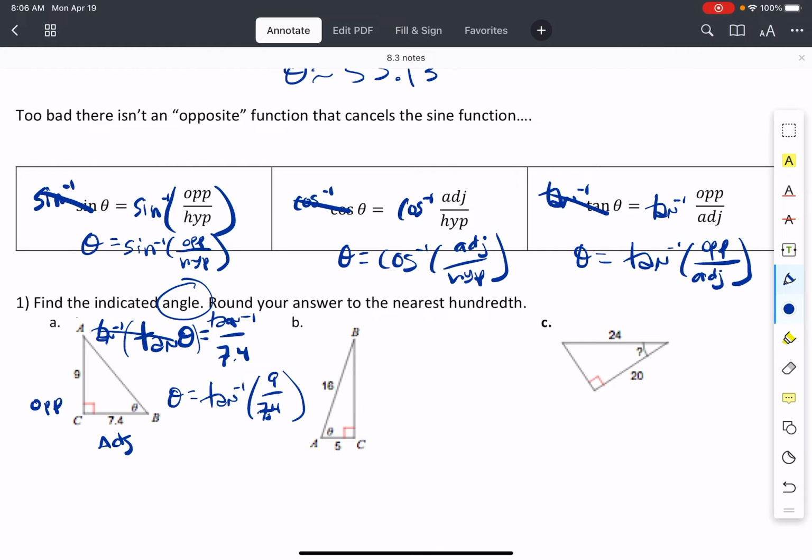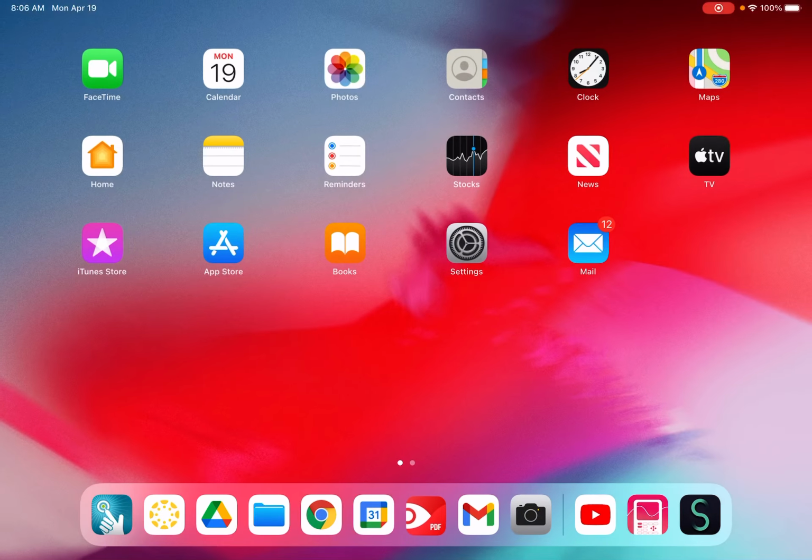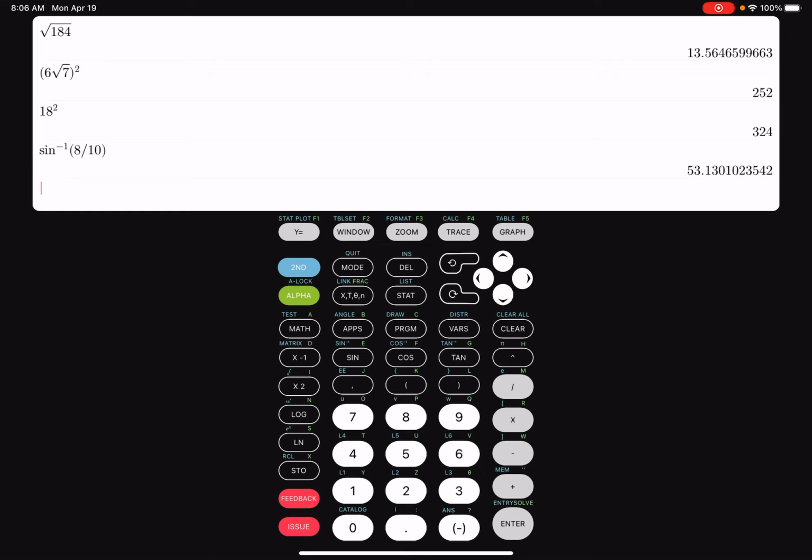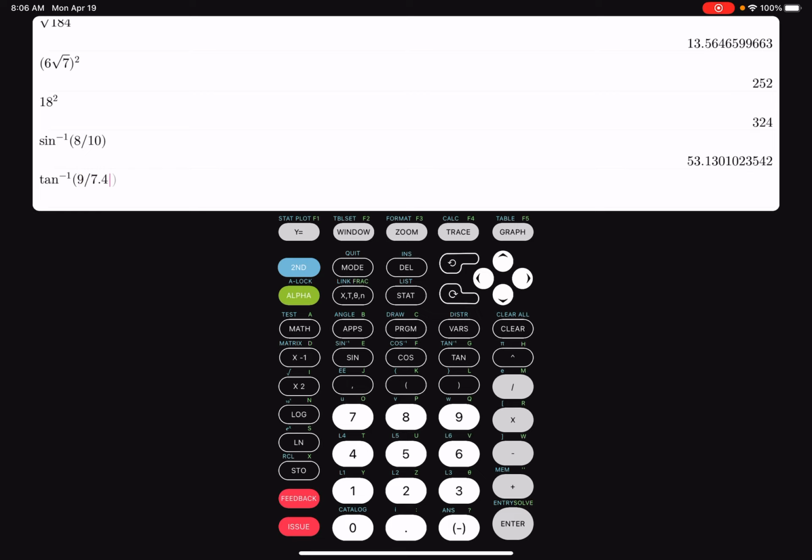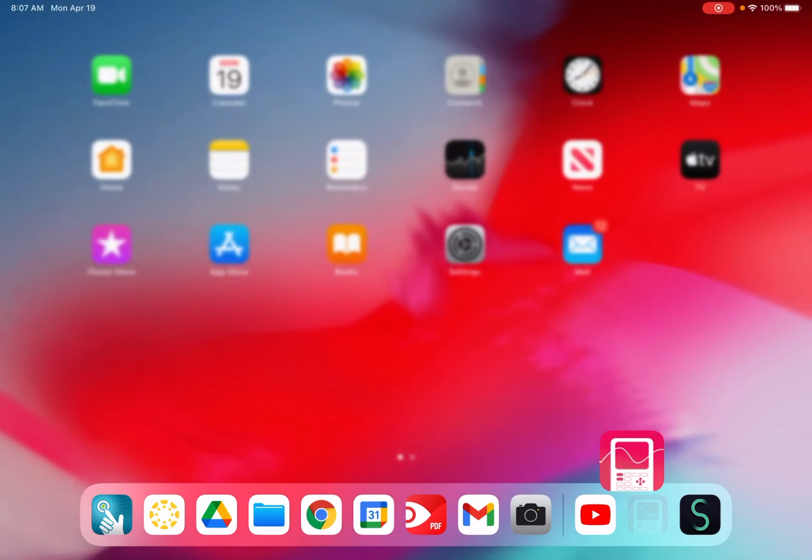So then I have the inverse tan of 9 over 7.4. So I got 50.57. I told you, Tyler. Oh, I know, it's hard to see. I got 50.57. Anyone else get that? Yeah. Yay. Okay.